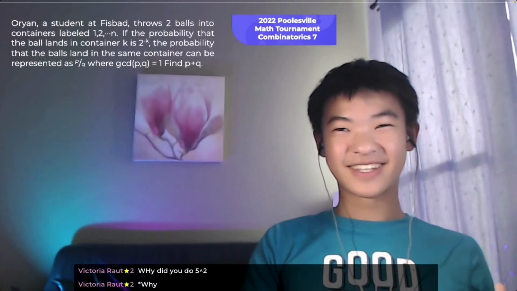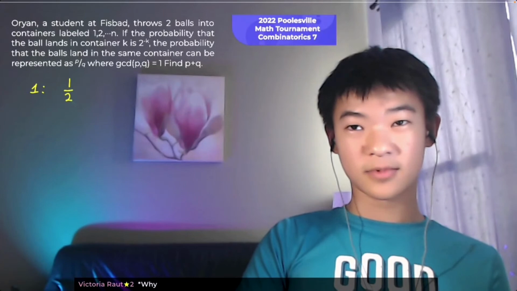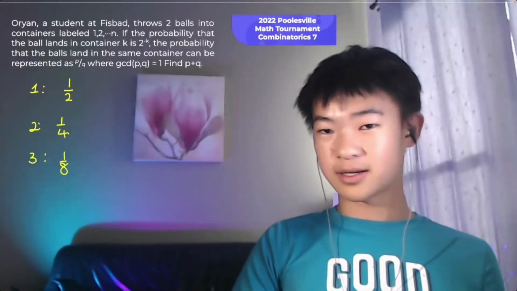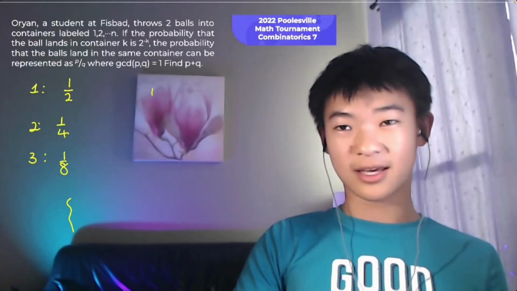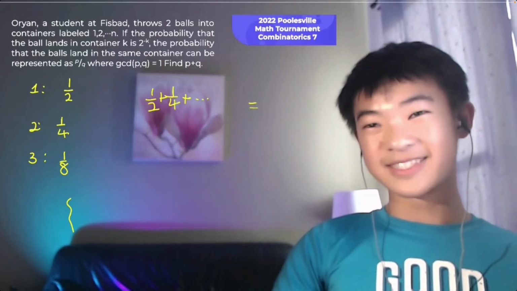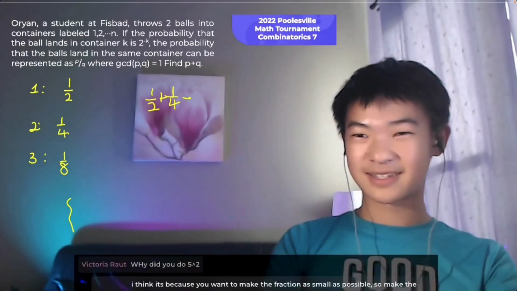So the first thing I notice is that this problem makes sense because in container 1, the probability it lands there is 1 over 2, 2 to the power of negative 1. Container 2, it's 1/4, it's 1/8, and so on. And since the probabilities sum to 1, we check that 1 over 2 plus 1 over 4, and so on, is equal to 1. So this problem does make sense, which is good.